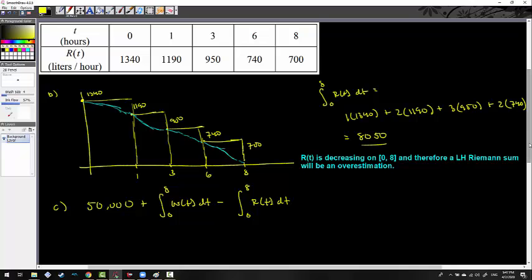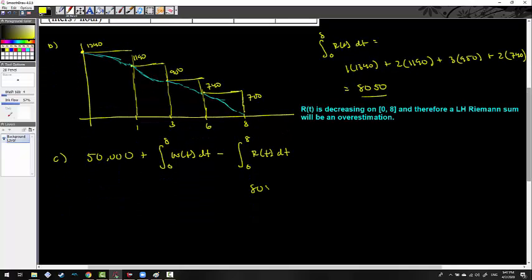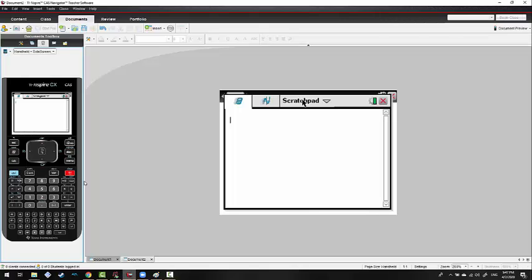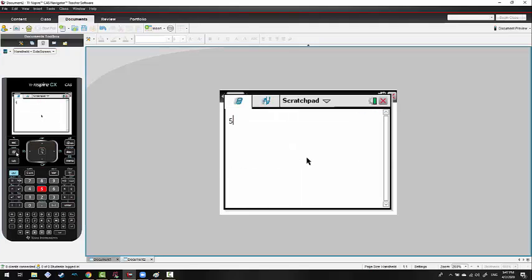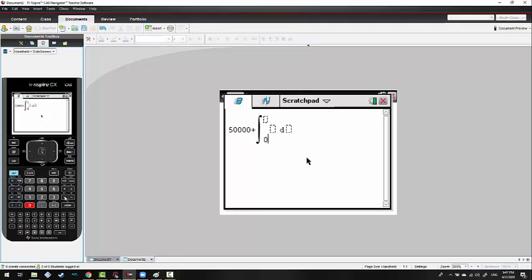Well, this is going to be 8,050 because we saw that in the last answer. But if I wanted to just put this into the calculator, since I have the function in my calculator already preloaded, so if you see it, there it is. And so I'll just go ahead and just do it. So 50,000 plus the integral from 0 to 8 of f1 of x dx minus 8,050. That should get me the answer that I'm looking for.